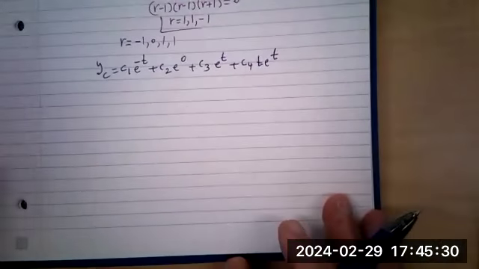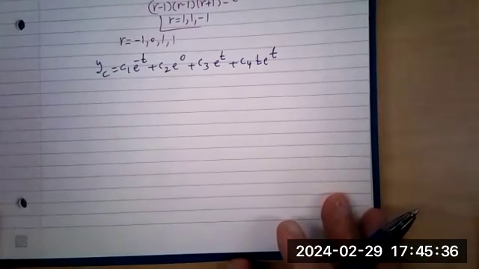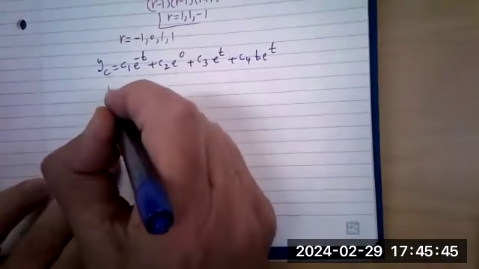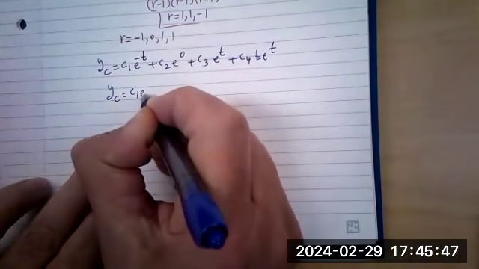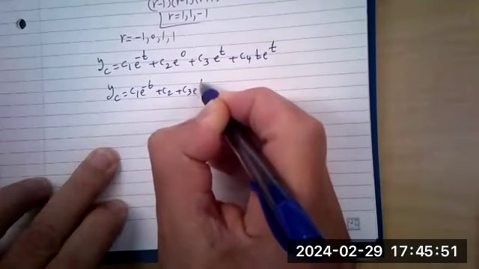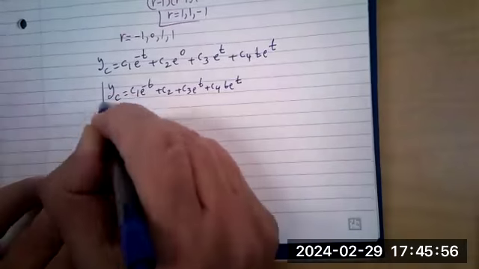Professor, does it matter which order you put the r's in? Do they have to be in order? No, that's fine. So this is going to be the case. You know that this c2 is just a constant: c2, c3 e to the t, and c4 t e to the t. So that would be your yc.